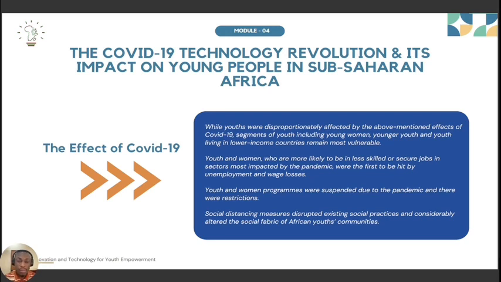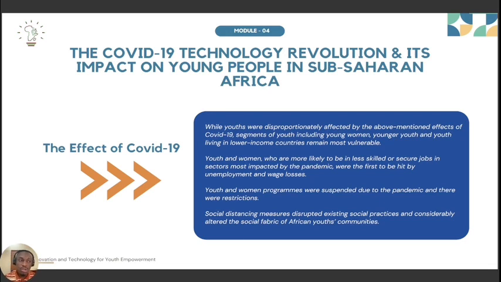of COVID-19, segments of youths, including women, younger youths, and youths living in lower income countries, remain most vulnerable, right? Now, youths and women are most likely to be less skilled in secure jobs and sectors most impacted by the pandemic. Now, these guys were the first to be hit by unemployment and wage losses. When COVID-19 came, first wave, second wave, and all that, a lot of young people lost their jobs.